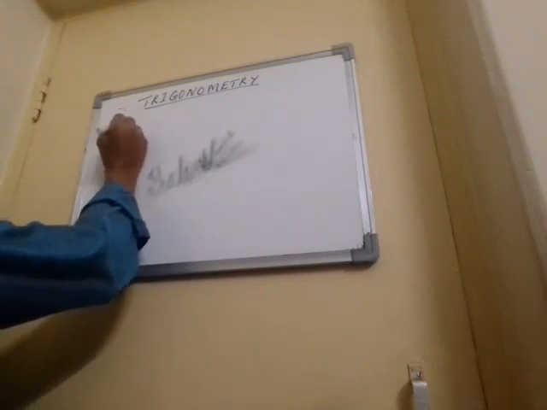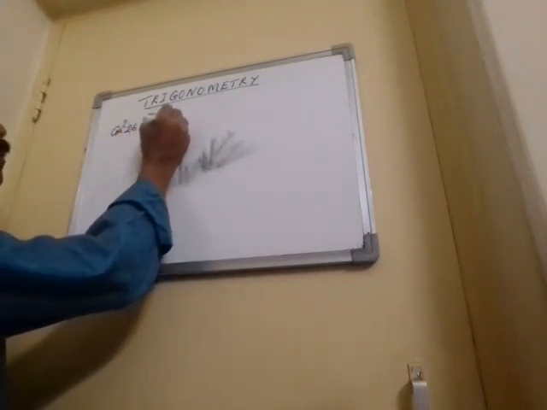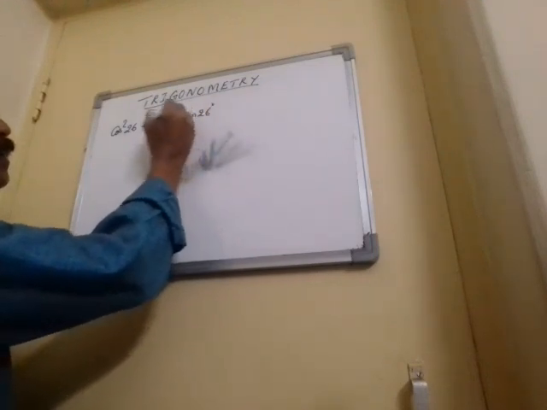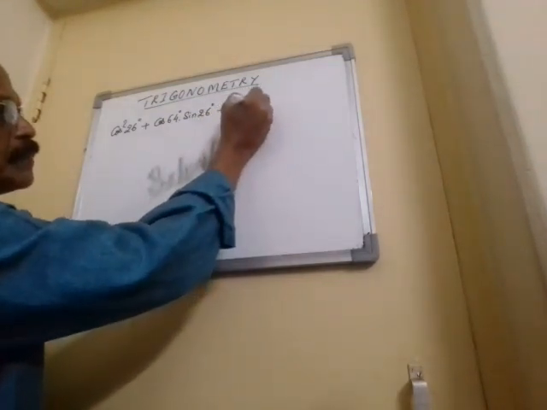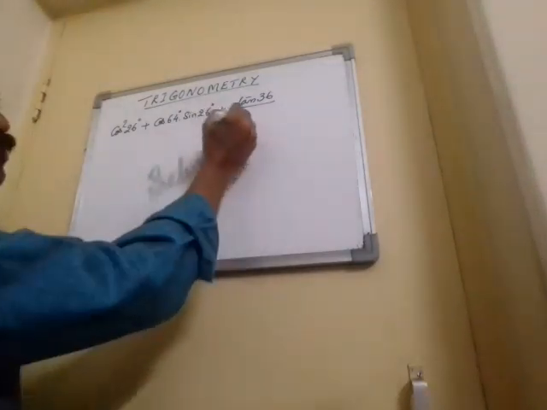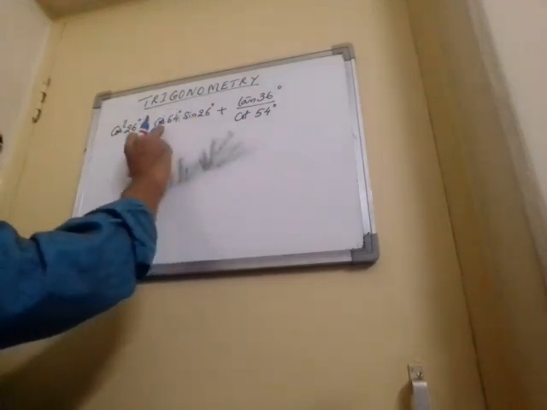Evaluate without using table: cos square 26 plus cos 64 into sin 26, plus tan 36 divided by cot 54. So we have to see this question, this cos square 26, and here this sin 26 and cos 64.